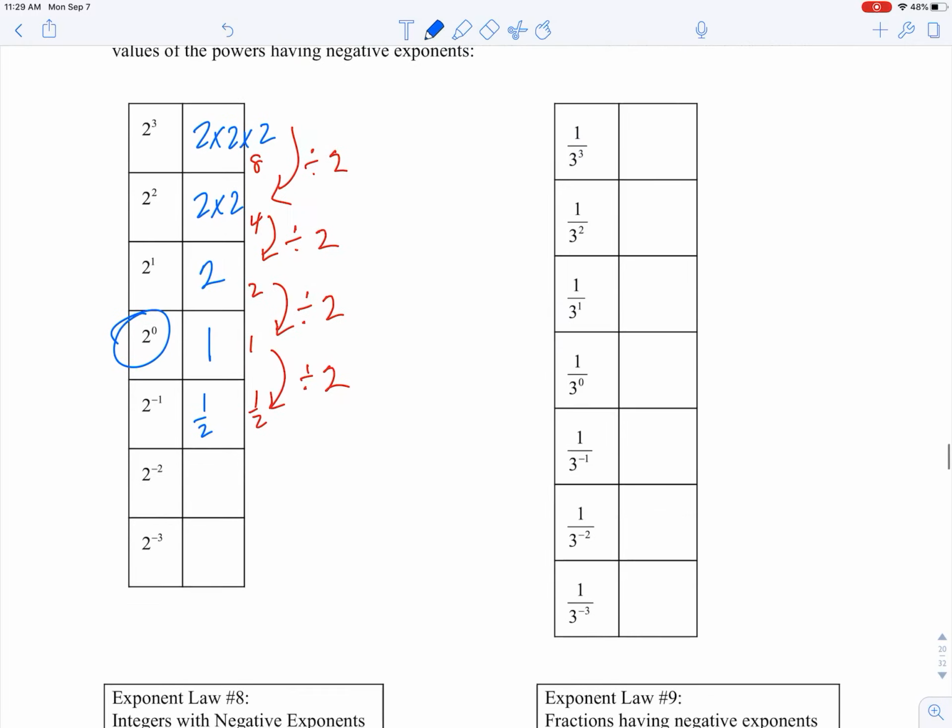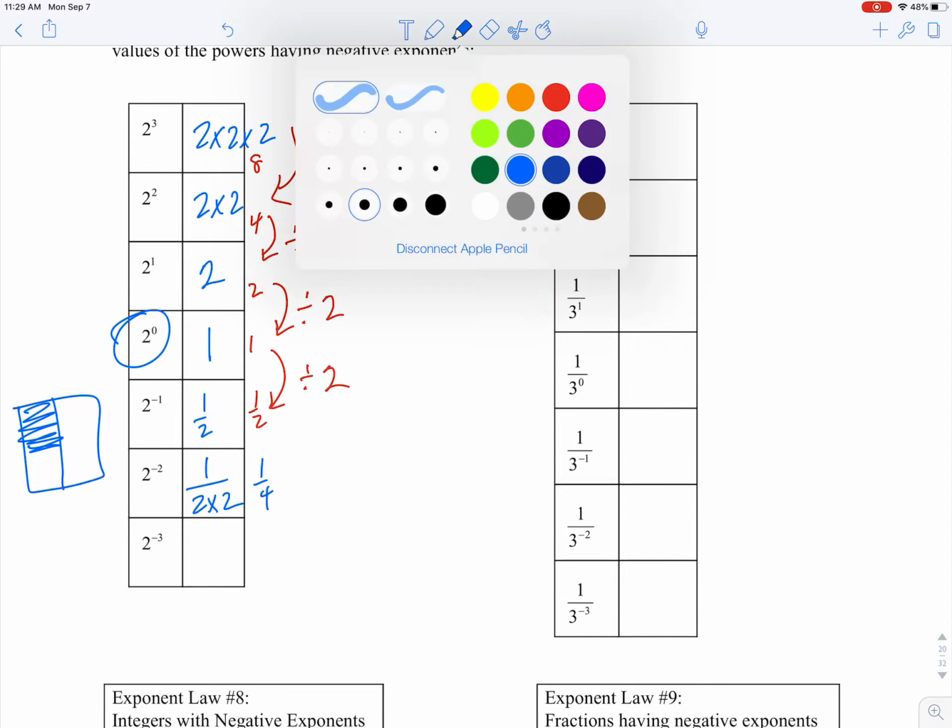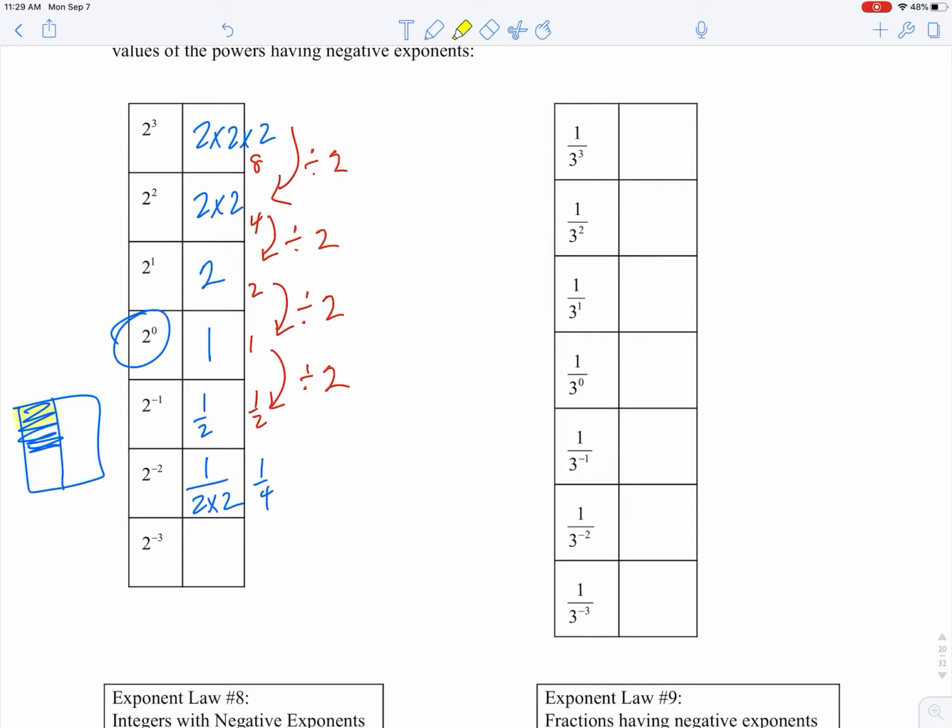And then if you think of a drawing where you have half of something, and then you do half of that half, that's going to be 1/4, which would be the same as 1 over 2 times 2. And then if I cut that in half again, half of that would just be 1/8, which is the same as 1 over 2 to the 3, or 1 over 2 times 2 times 2.